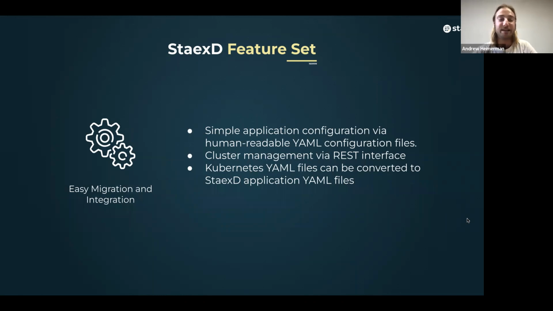Lastly, our easy migration and integration. We have implemented a simple application configuration, which is similar to other types, so any DevOps engineer that's already working with Kubernetes, for example, would be able to understand. It's based on YAML files. We can manage the cluster via a REST interface from any of the nodes that are in the network. And if we already have Kubernetes YAML files from previous projects, we can convert them over into StaexD application YAMLs, which means that migration to StaexD from other systems is very easy and intuitive.